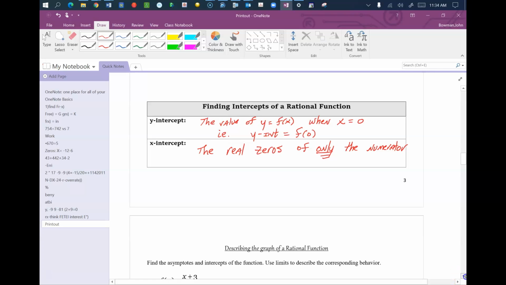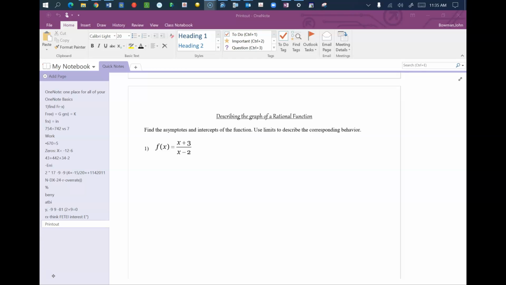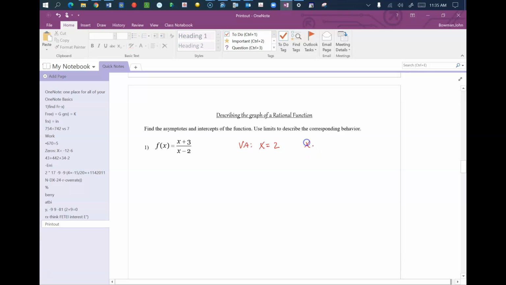So let's finish up with a little bit of practice here and put all this stuff together on the next page. We will start with a relatively simple rational function and start finding all the things that we need to find. So vertical asymptote, where the real zeros of only the denominator, or where x minus 2 is equal to 0, so that would be at x equal 2.